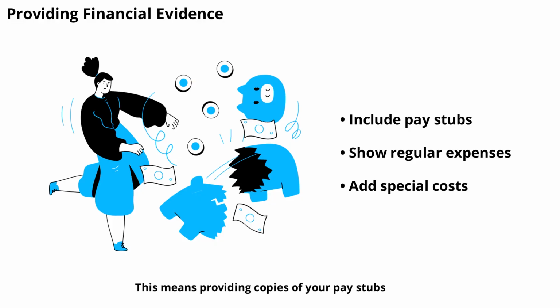This means providing copies of your pay stubs, rent or mortgage statements, utility bills, and any other regular expenses. If you have medical bills or other special costs, include those too. The goal is to show that repaying the overpayment would make it hard for you to meet your basic needs.